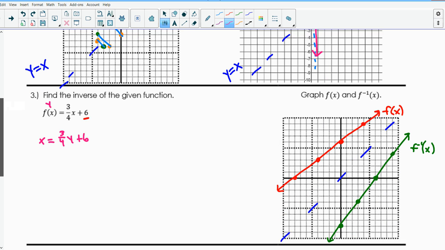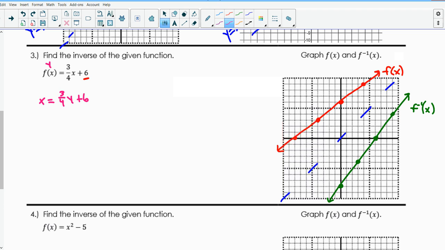Okay, and then what we do is we isolate and get y by itself. So I would subtract 6 and I would have x minus 6 equals 3/4 y. If I want to get rid of the 3/4, I'm going to multiply by the reciprocal, 4/3. I need to make sure I take this whole side and multiply by 4/3, which I will have to distribute in. Notice that I just got y by itself, so I'm going to write y equals 4/3 times x is 4/3 x, minus 4 times 6 is 24, divided by 3 is 8, so this is negative 8.